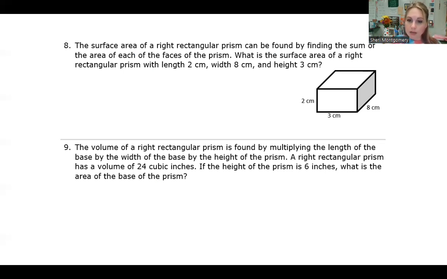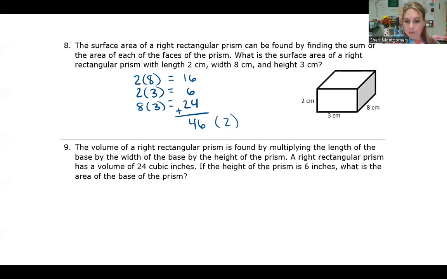To find each area, you have 2 times 8, 2 times 3, and then 8 times 3. That's just all the numbers multiplied together. 2 times 8 is 16, 2 times 3 is 6, 8 times 3 is 24. We add all of those up, we get 46. Then we have to take whatever number we get and multiply it by 2. We end up getting 92.